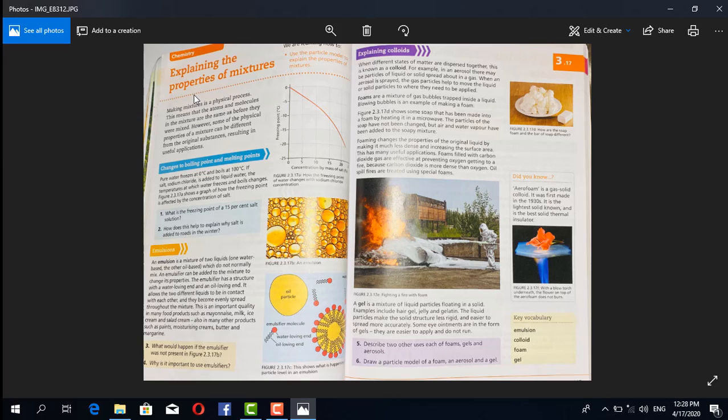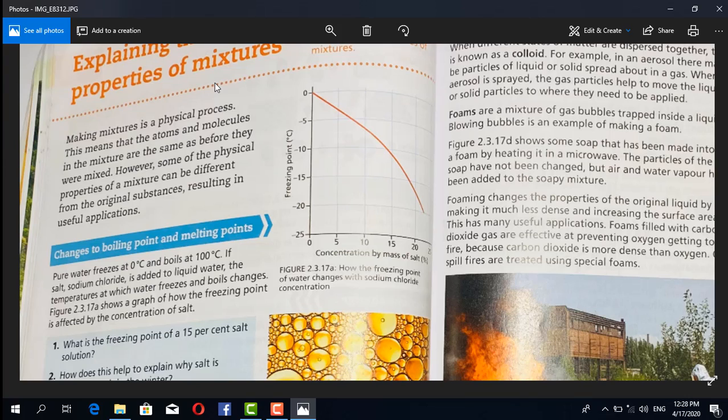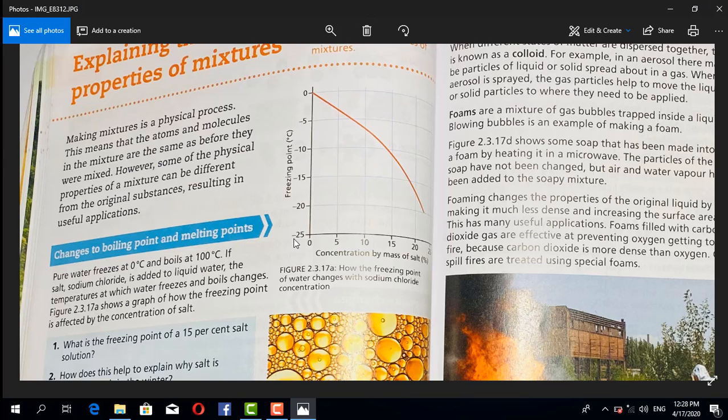The next lesson here is explaining the properties of mixtures. Okay, what is actually a mixture? It's like we have two substances mixed together but not chemically joined. There are a lot of changes that occur in matter. For an example, there's something called boiling point, melting point, and each one of them happens at a specific temperature.